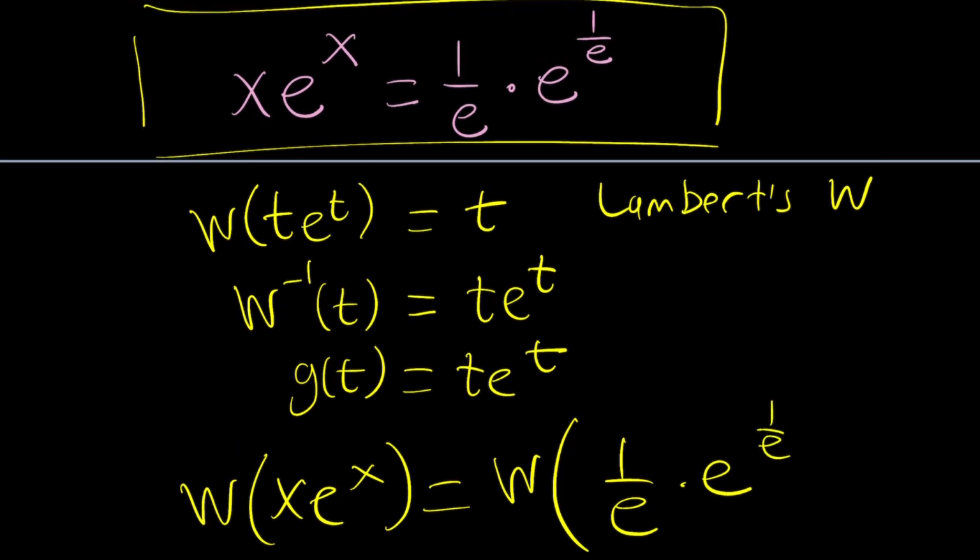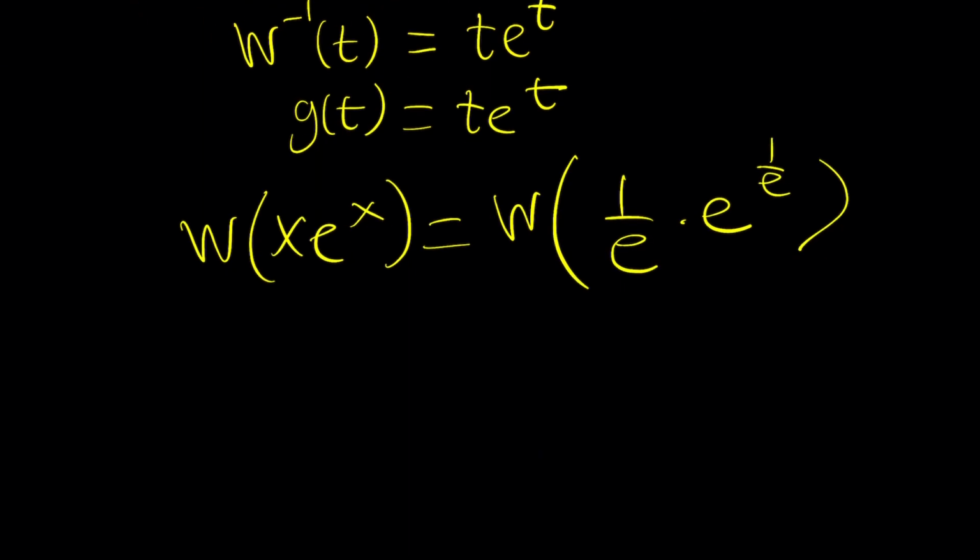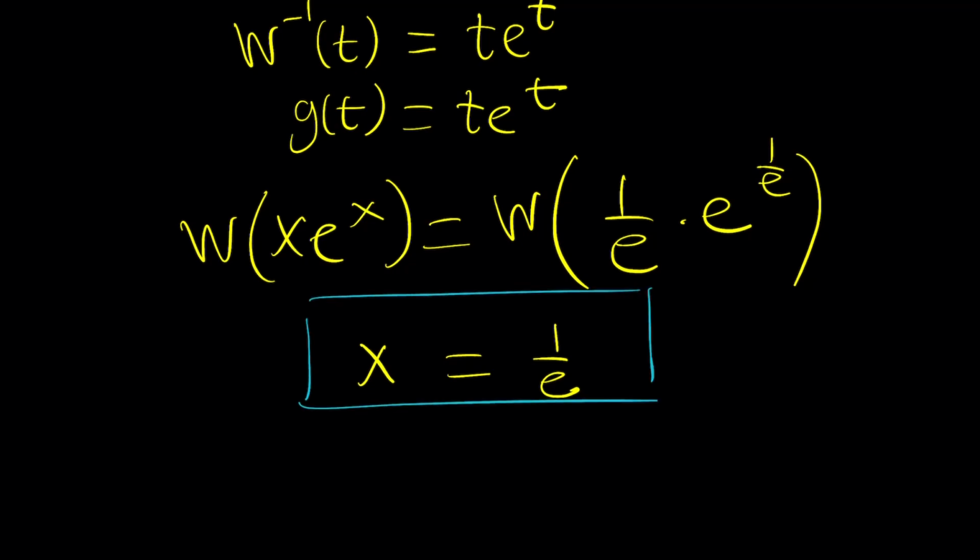You might be asking, isn't it clear that x is 1 over e from here? Why do you need Lambert? Why complicate things? Well, here's the thing: how many solutions are you going to get? That's determined by this process. From here, we obviously get x equals 1 over e, and that seems to be one of the solutions. Now, let's check the graph of our function, which is x e to the x.